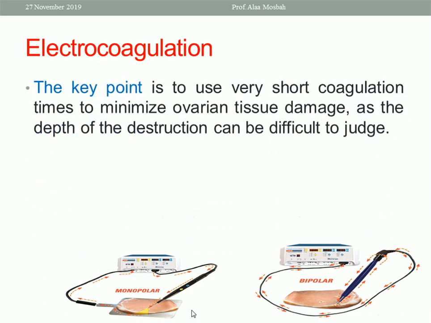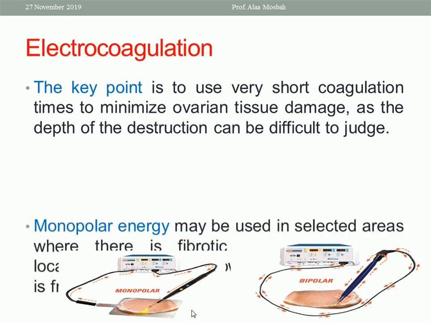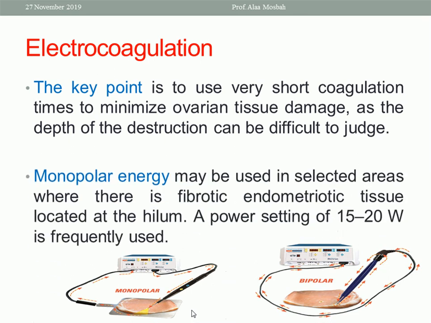The key point is to use a very short coagulation time to minimize ovarian tissue damage, as the depth of destruction can be difficult to judge. Monopolar energy may be used in selected areas where there is fibrotic endometriotic tissue located at the hilum. A power setting of 15 to 20 watt is frequently used.